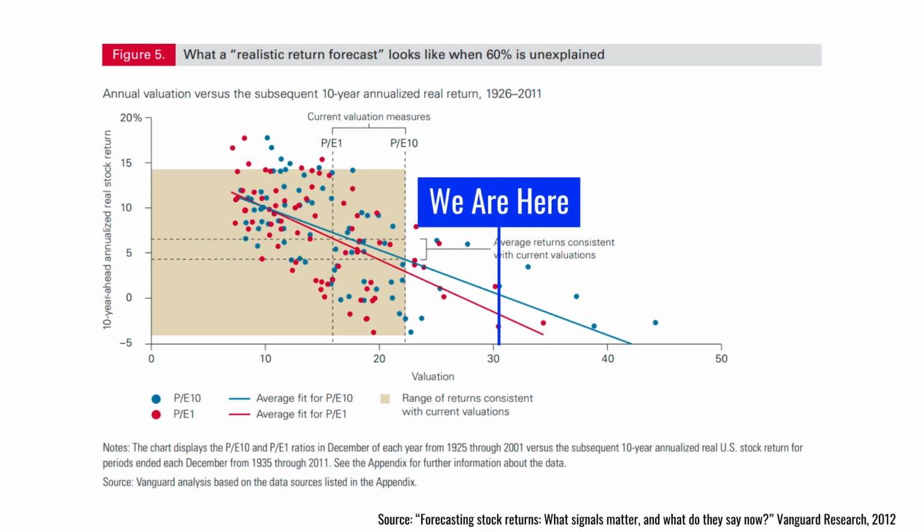So if we look at these two models that they offer, the PE1 and the PE10 versions of the CAPE measure, and we see what returns are implied, we can see that it's between 0 and about -2% over the next 10 years. And that's why I don't like US stocks. They've continued rallying and they've just continued getting more expensive. And history tells us that suggests the returns will be very low over the next decade.